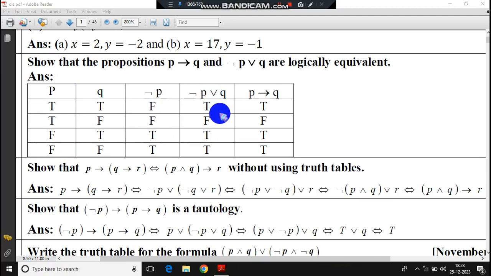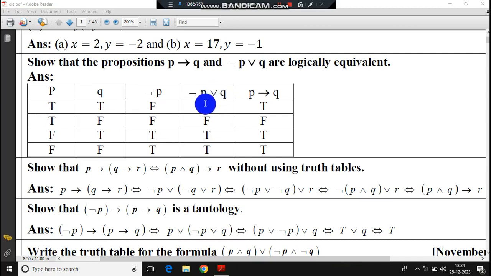Now let us find the truth values of the two statements given here. The first statement is this, and the second statement is this. Let us find them one by one. Let us find this first, afterwards this. So to find this, look here. This is negation P, and Q is here. Now negation P is with Q.